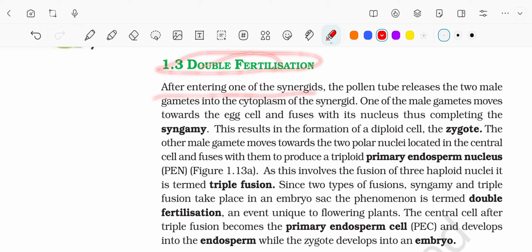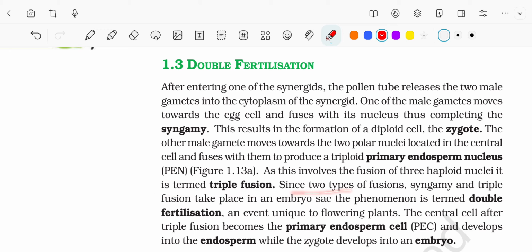After entering one of the synergids, the pollen tube releases the two male gametes into the cytoplasm of the synergid. One of the male gametes moves towards the egg cell and fuses with it, thus completing the syngamy. This results in the formation of a diploid cell, the zygote. The other male gamete moves towards the polar nuclei located in the central cell and fuses with them to produce a triploid primary endosperm nucleus (PEN). As this involves the fusion of three haploid nuclei, it is termed triple fusion.